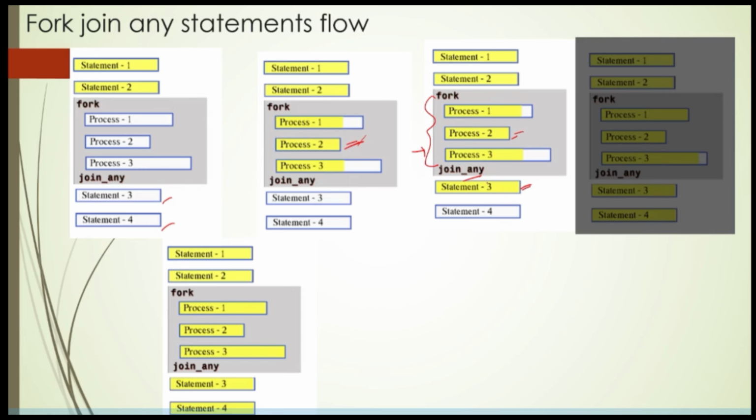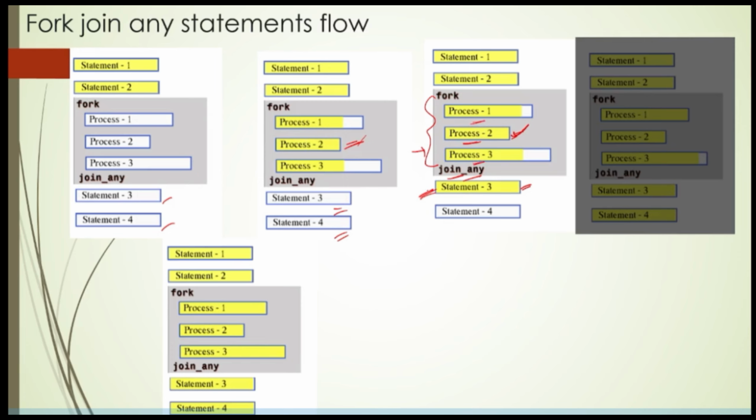There is one more disadvantage in this. Even though it is better compared to fork join, because in fork join the remaining statements have to wait until all the processes are completed, in fork join any also the waiting is there. But if at least one process is completed, then the remaining statements mentioned outside this fork join any block will be executed. At least one process should complete in fork join any also.